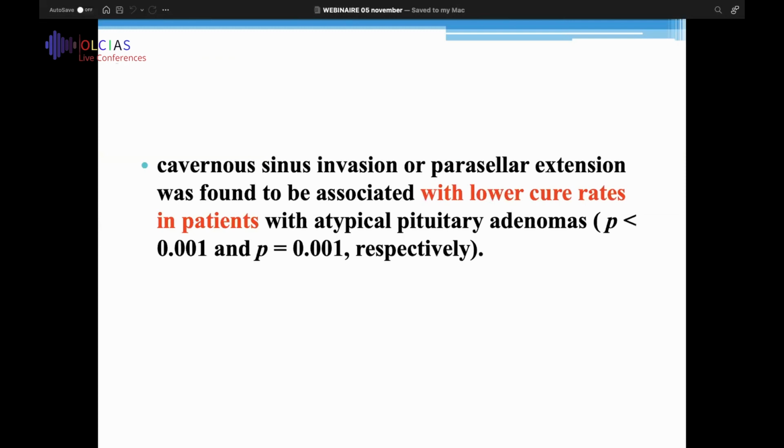Cavernous sinus invasion or parasellar extension was found to be associated with a lower cure rate in patients with atypical pituitary adenoma. This is the result, the best result that we have in our study. Next slide.